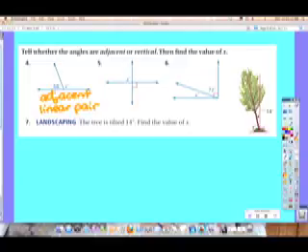Number 5, adjacent or vertical? Vertical. Guys, what's x? Totally 90 degrees. They're the same. Number 6, adjacent or vertical? Adjacent. What's your plan on this one? Yeah, perfect. 90 minus 70. Guys, is that just 18? Yeah. Okay.